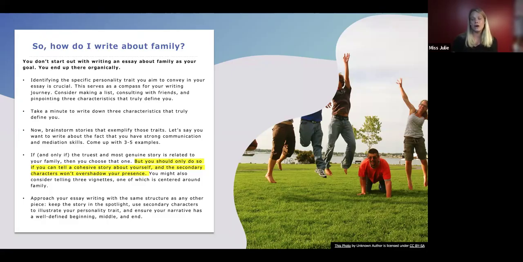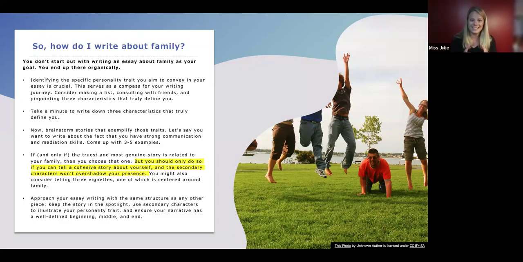It will help you see the overall picture of what you want admissions officers to see in you. If the truest and most genuine story is related to your family, say you wrote this out and you're brainstorming ideas and your family keeps coming up, right? Maybe it's that grandpa who really was a compassionate person, and he taught you how to be a compassionate person, right? Then choose that one, but you should only do so if you can tell a cohesive story about yourself.